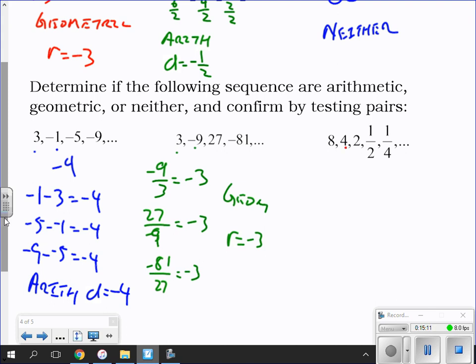Take one divided by the previous one. 4 divided by 8, that's 1/2. 2 divided by 4, that's 1/2. Ooh, looks like I'm on a pattern. Great. Hey, it's geometric. It's 1/2.